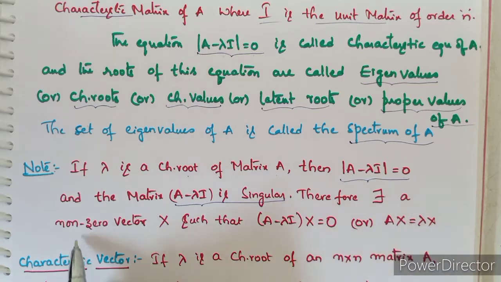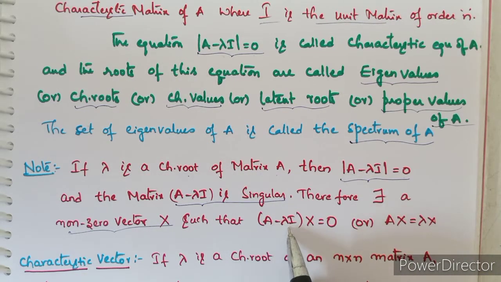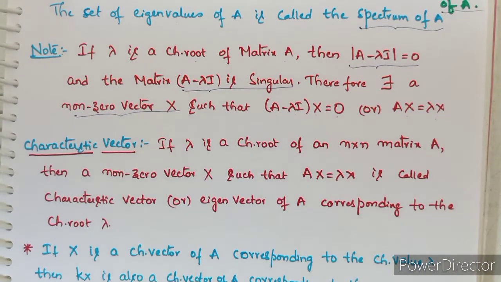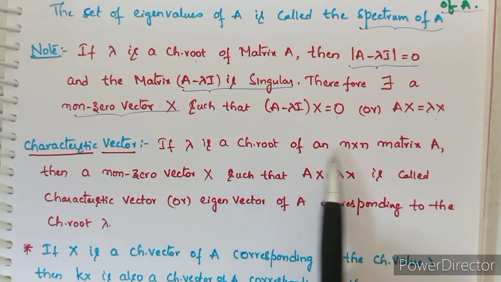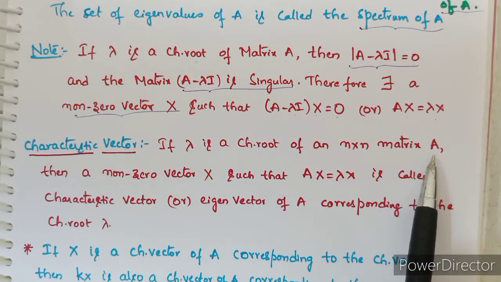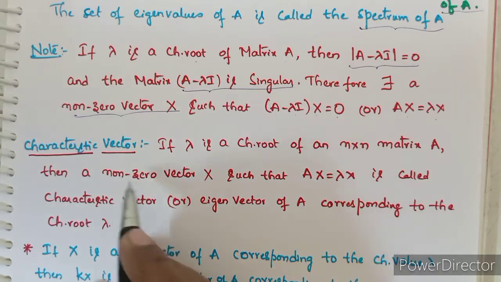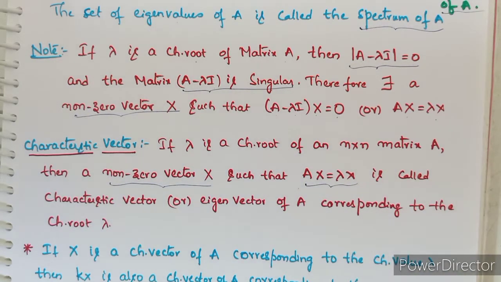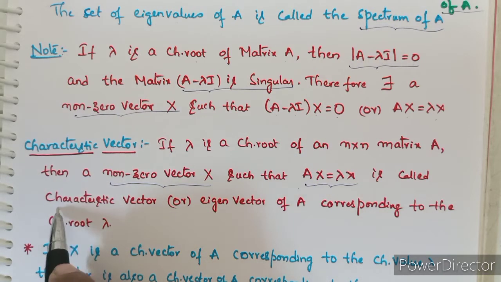Therefore, there exists a non-zero vector X such that (A minus lambda I) X equal to the null matrix, or AX is equal to lambda X. Now we see the definition of characteristic vector. If lambda is a characteristic root of an n by n matrix A, then a non-zero vector X such that AX equal to lambda X is called a characteristic vector.